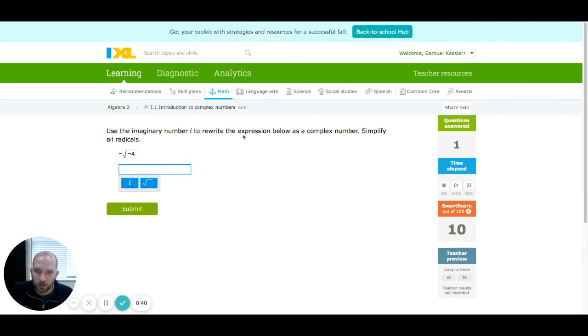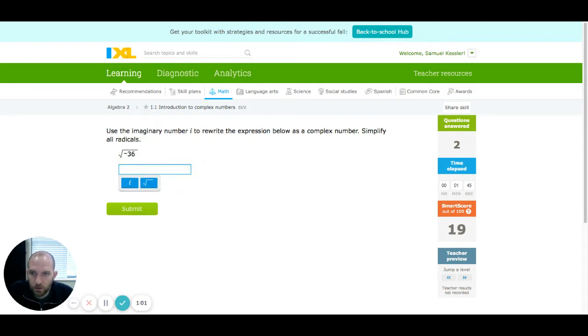Use the imaginary number again to simplify this radical. In this one, we notice something different. We've got a negative out front, so our answer is going to be negative. Go ahead and put a negative in there. Then the square root of 4 is 2, but that negative under the radical makes it imaginary. So our solution should look like negative 2i.